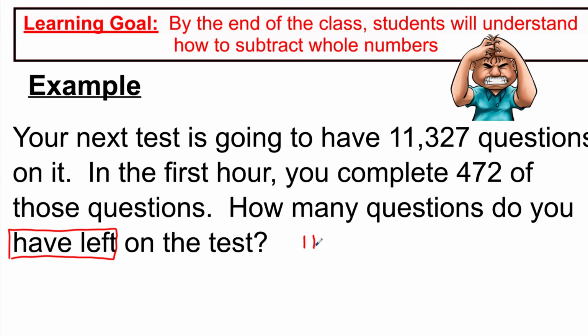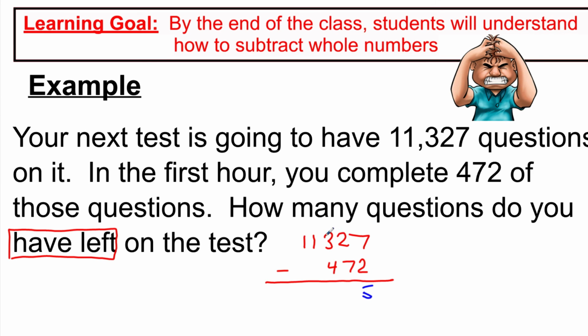Okay, so in this case, I'm going to say I started off with 11,327 questions, and again, I'm going to be careful with my place value. The 2 is in the last ones place, and the 7 is as well, so I'm going to write them and make sure that I write it in the correct order. And now I'm going to subtract. 7 minus 2 is 5. That's good, I didn't need to borrow.